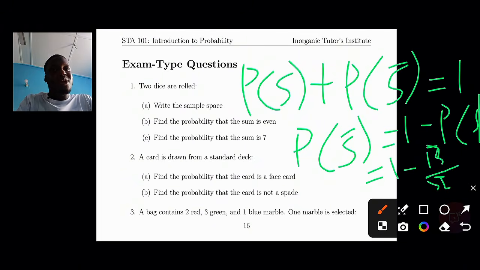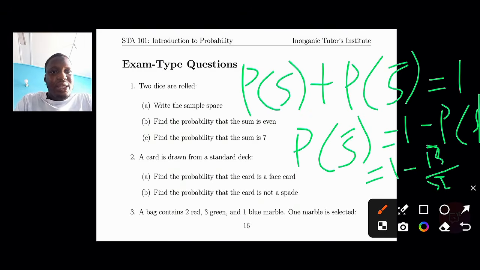So this is an application of the complementary. The question gave you not a spade, so you can find for a spade because it's easy to know the number of spades, which is 13. Because if there are 52 and there are 4 types, then each of them has 13 cards. So probability of spade is 13 over 52. So not a spade will be 1 minus probability of spade. Learn this so well, because you will definitely apply complementary probability here.